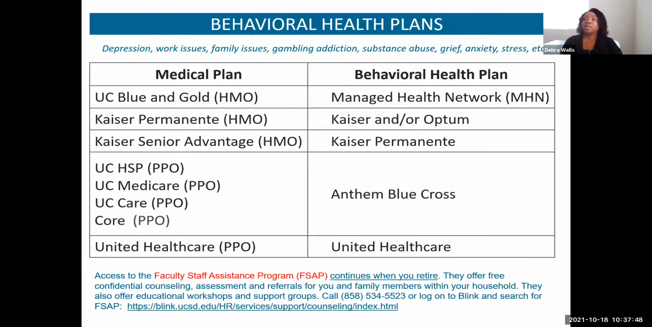When it comes to behavioral health services, depending on the plan that you're enrolled in, you or your family member will determine which behavioral health plan you have.